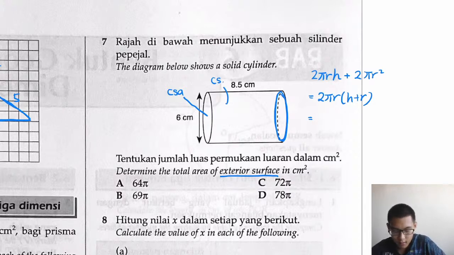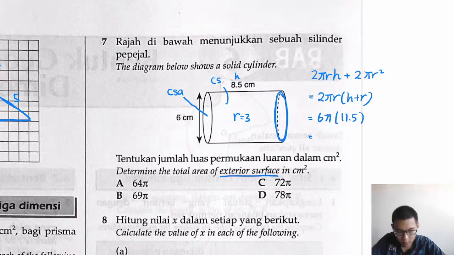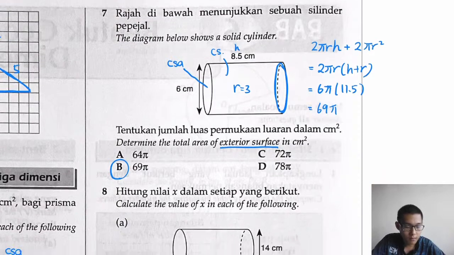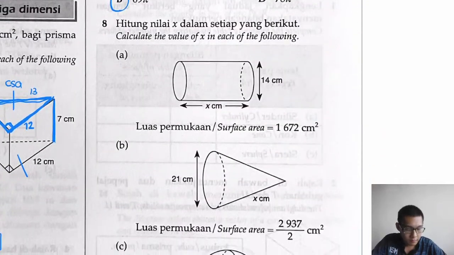Okay, so 2πr is equal to what? r is 3 cm. This one is h. So we continue. We have 6π with 3 plus 8.5, which means 11.5. So 6 times 11.5, we have 69π. So for this answer, we do not need to substitute π equal to 22/7.